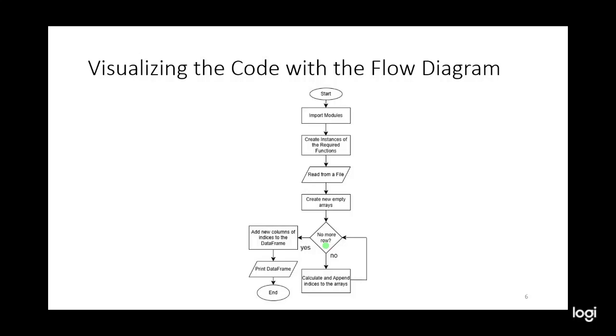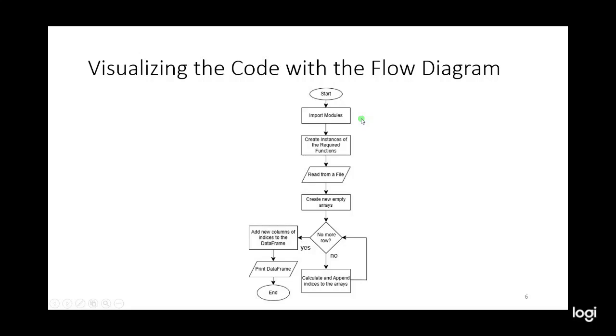Inside the diamond, you will find a question with the branches typically labeled as yes or no, or sometimes true or false. Arrows show the direction of the flow between the shapes, indicating the sequence of operations. Now let's quickly go through the code flow.